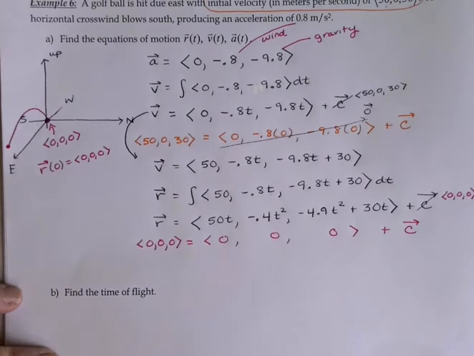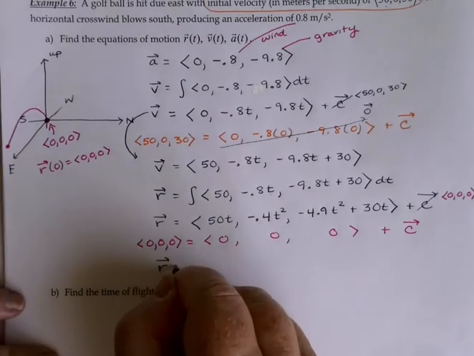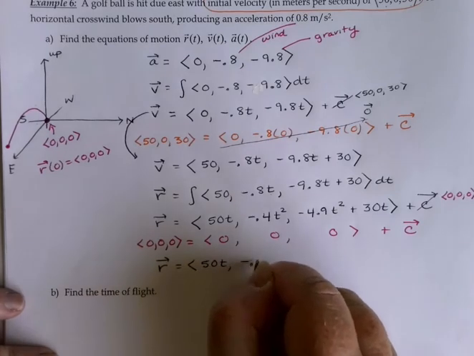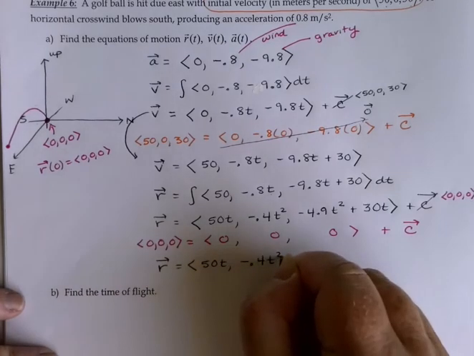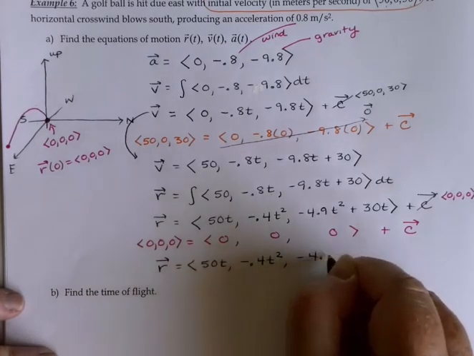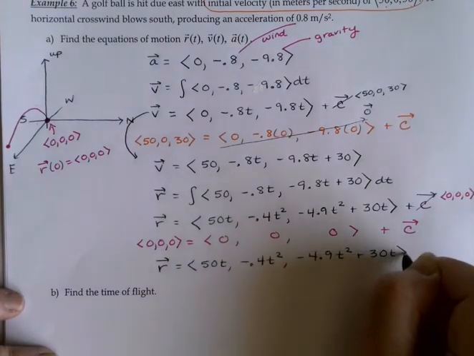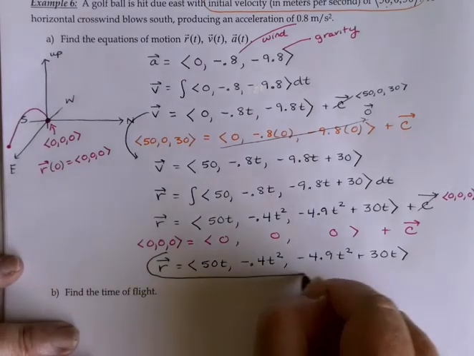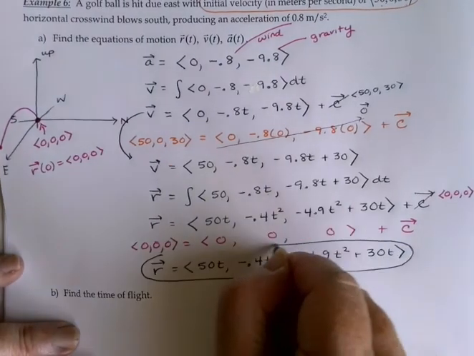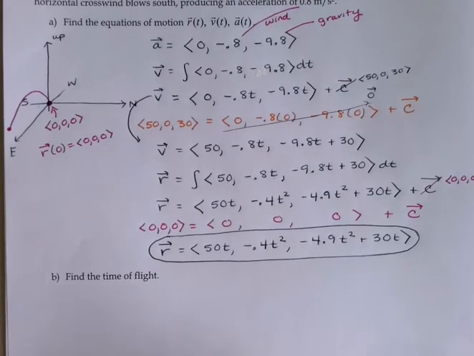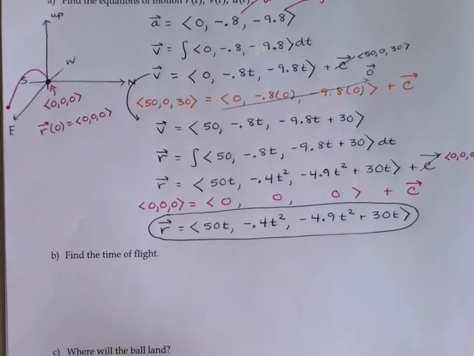And that means that my position equation is just 50t, negative 0.4t squared, and negative 4.9t squared plus 30t. All right, we can now ask the same kinds of questions we asked before.